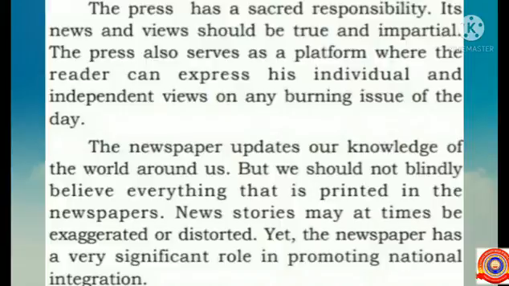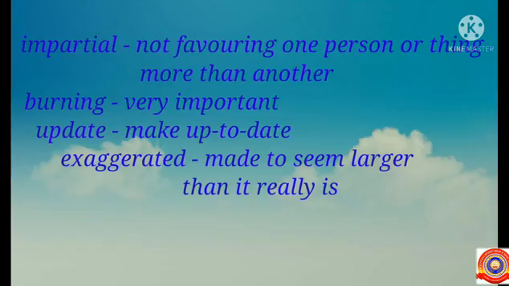But we should not blindly believe everything that is printed in the newspapers. News stories may at times be exaggerated or distorted. Yet, the newspaper has a very significant role in promoting national integration. Impartial means not favoring one person or thing more than another. Burning means very important. Update means make up to date.